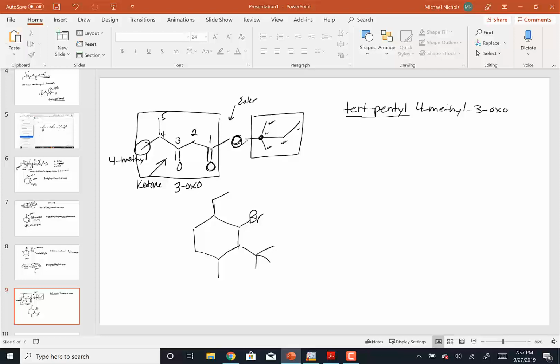Now we're going to put together the parent name. So we've got a 5-carbon chain, which means we have a pent. Alkane, alkene, alkyne. It's an alkane, so this is a pentan. And then the final suffix for an ester is oate. So this is a tert-pentyl 4-methyl-3-oxopentanoate would be the IUPAC name of that molecule.